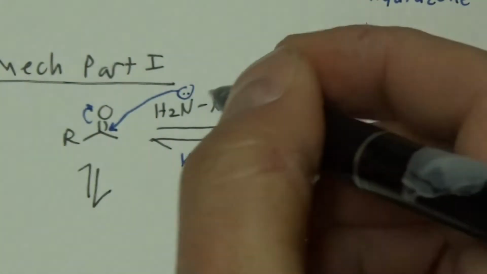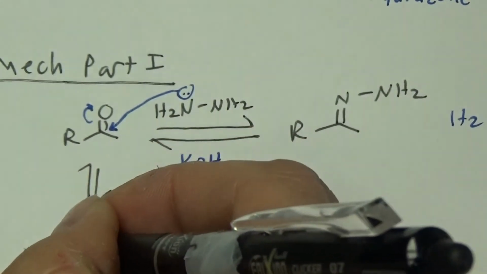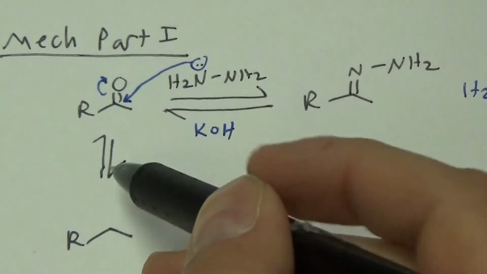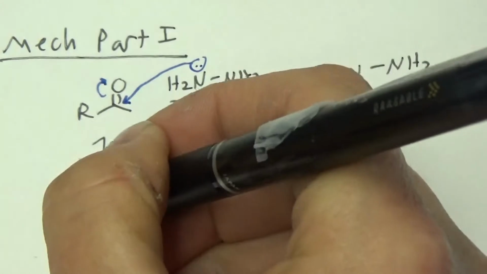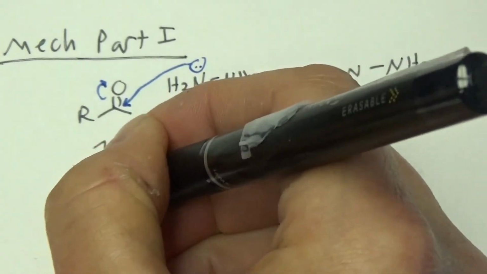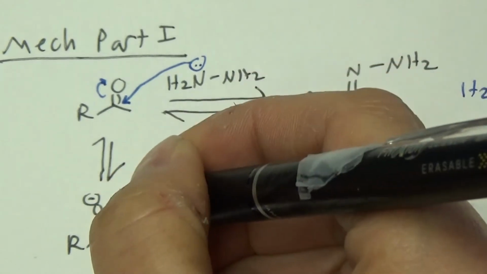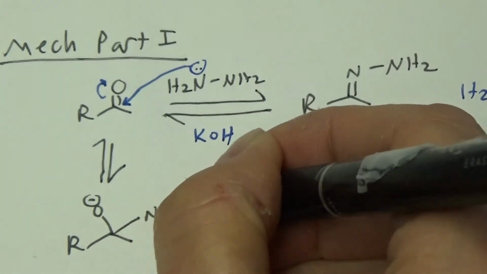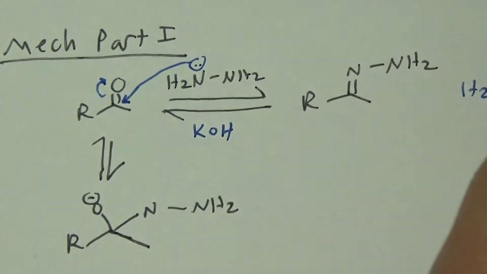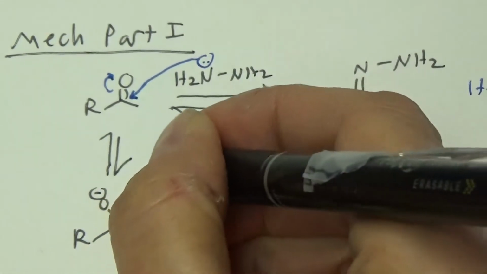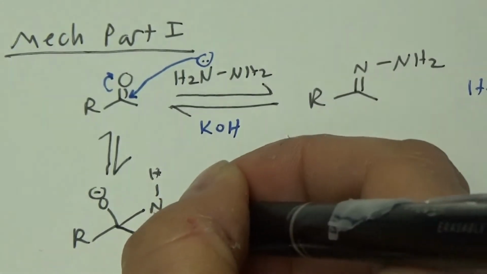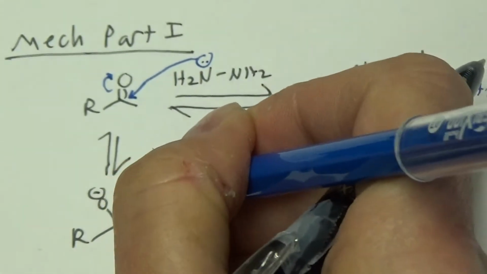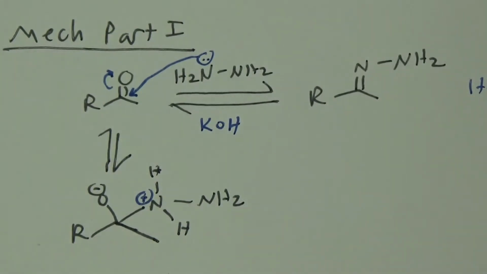Okay, so when it attacks, what do you got now? Just follow the electron pushing. What's the oxygen charge now? It is negative, right? All right. And the nitrogen has how many protons on it? It's got NH2, so it's got 2 protons, right? And what's the charge on nitrogen? It's a plus charge. Alright, that's cool.